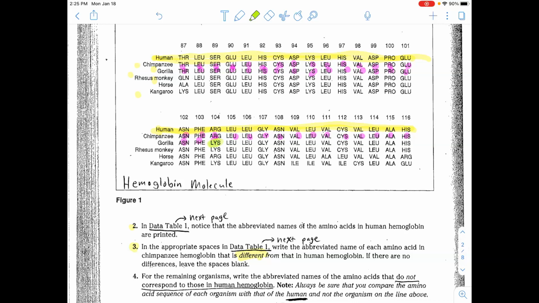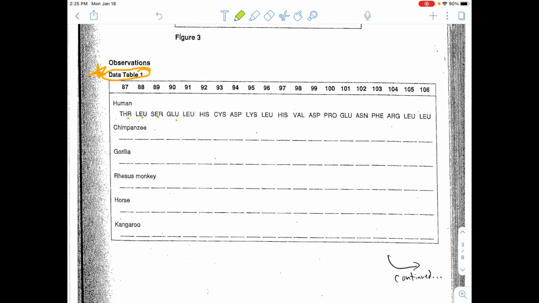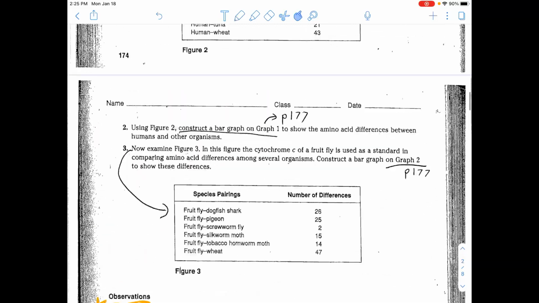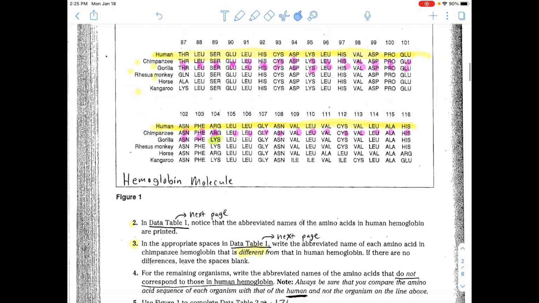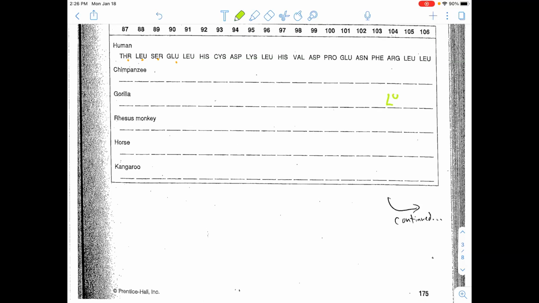If we keep going, it looks like everything else is the same, but we found our first difference. At 104, a gorilla has the amino acid LYS. So I'm going to go down to my data table. 104. And on a gorilla, we had LES? I don't think that's right. LYS. Okay, but everything else on those lines is the same.